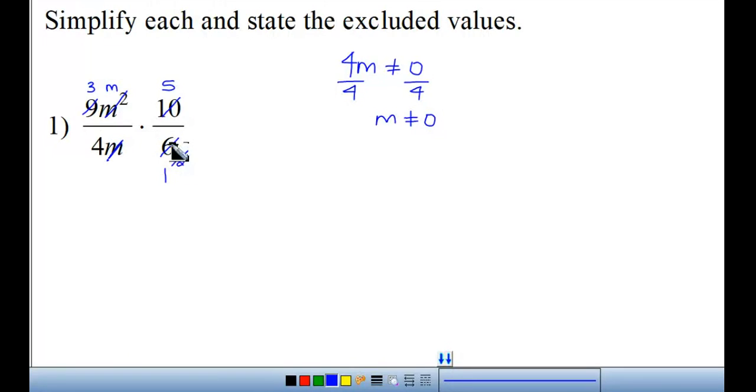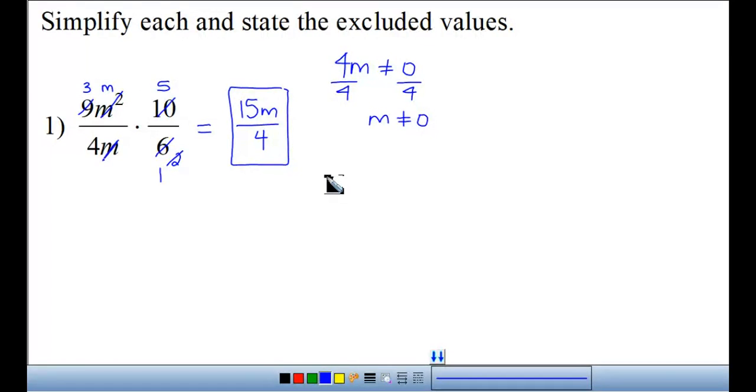Now that I have canceled or reduced everything that I can cancel, I'll go ahead and do my multiplication. Multiplication is straight across, numerator times numerator. So 3m times 5 is 15m. In the denominator, I have 4 times 1, which is 4. Before I circle or box my answer, I'm going to check it one more time just to make sure that I didn't miss something that could have canceled or reduced. Since 15 and 4 have nothing in common, I'll go ahead and box my answer.